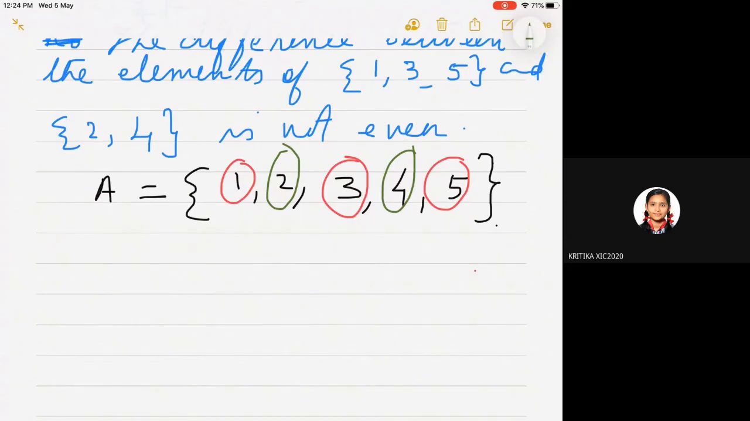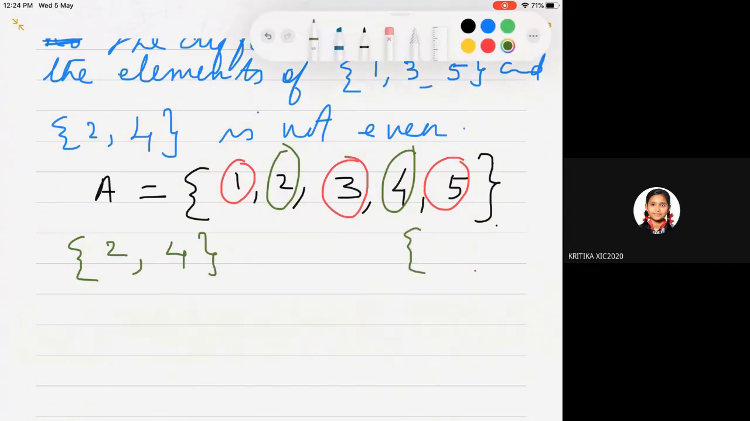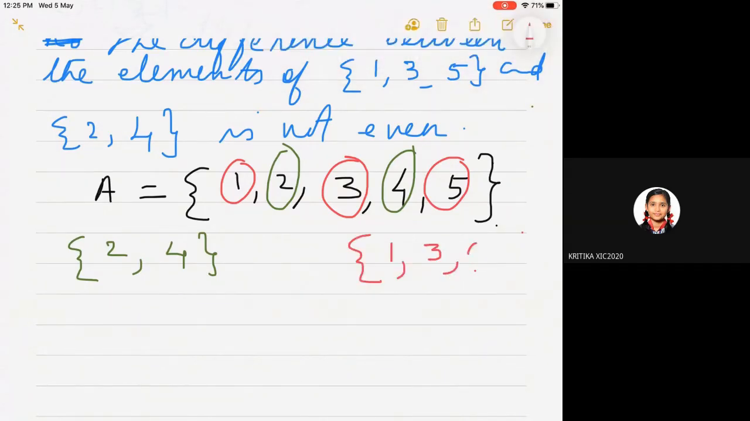Now, those elements which are related to each other, we can write in a separate set. One set we got as 2, 4. Another set we got as 1, 3, 5. Now this first set is the set of elements of the mother set which is related to 2, you can say. So this set is a subset of the mother set.